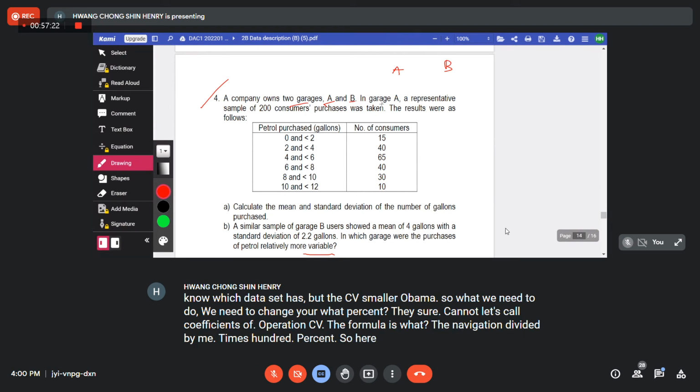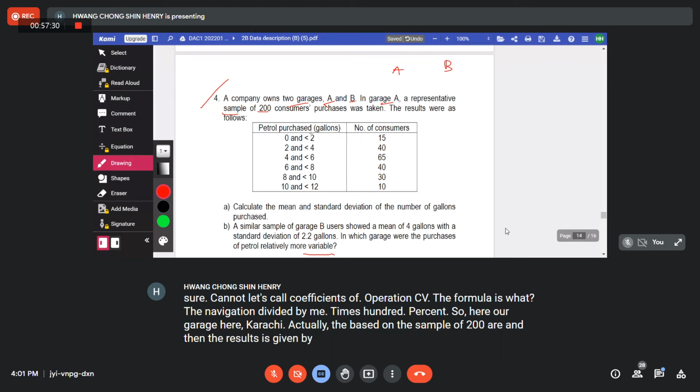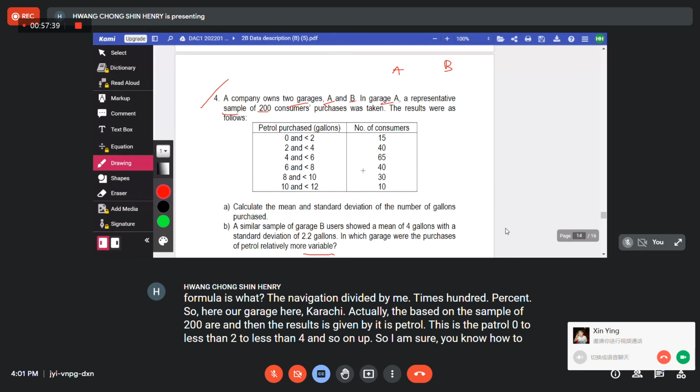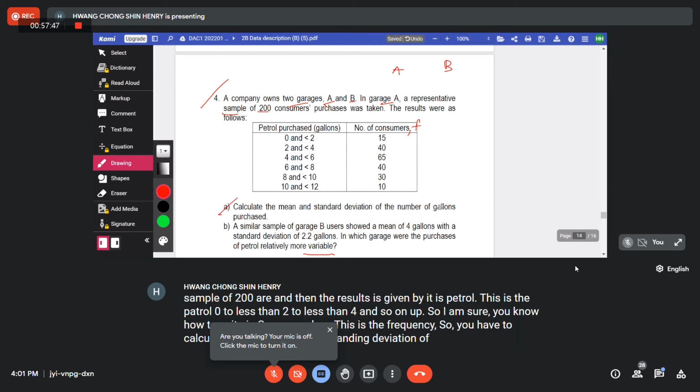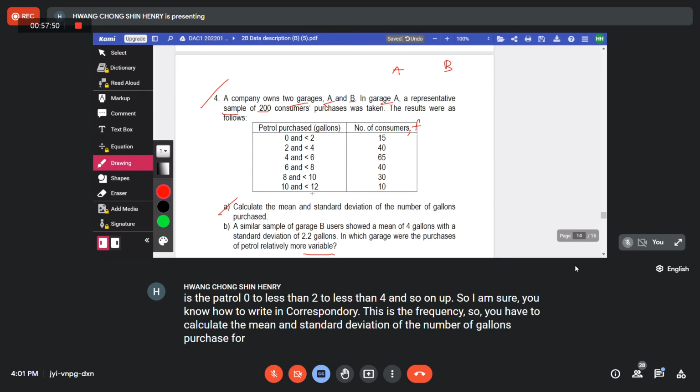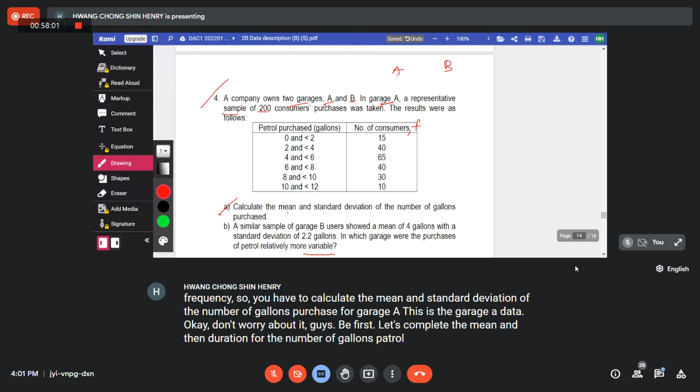So here, garage A, actually they're based on a sample of 200, and the results are given by this petrol. This is the petrol, 0 to less than 2, 2 to less than 4, and so on. I'm sure you know how to write the class boundary. This is the frequency. So you have to calculate the mean and the standard deviation of the number of gallons purchased for garage A. This is the garage A data. Don't worry about garage B first. Let's calculate the mean and standard deviation for the number of gallons of petrol for garage A.